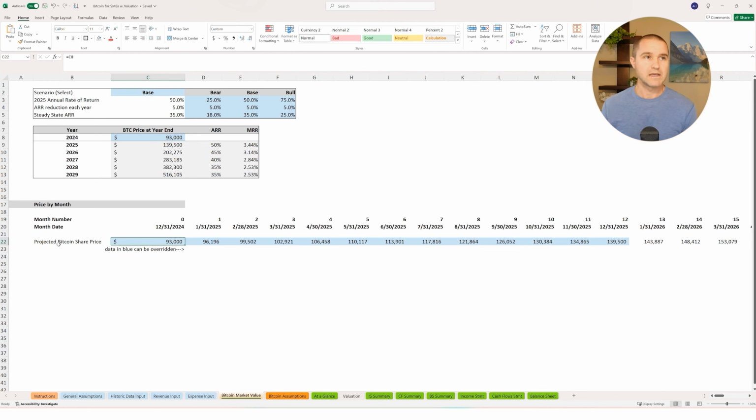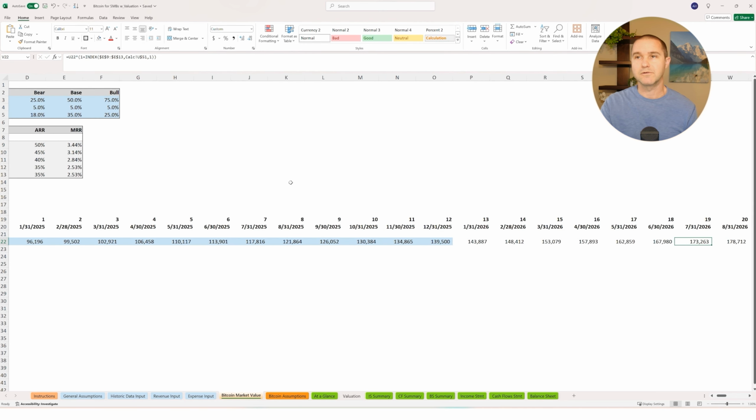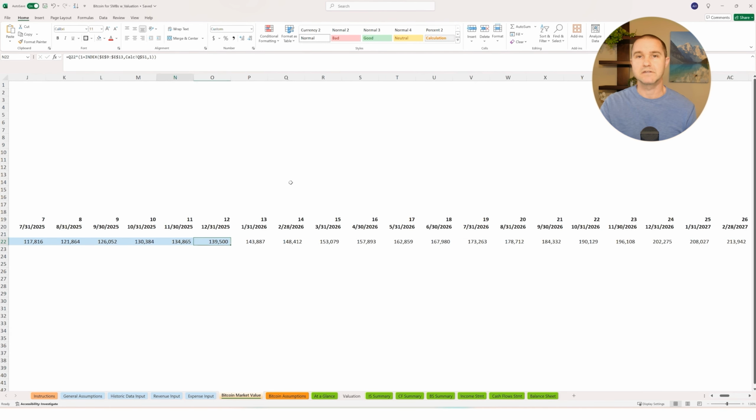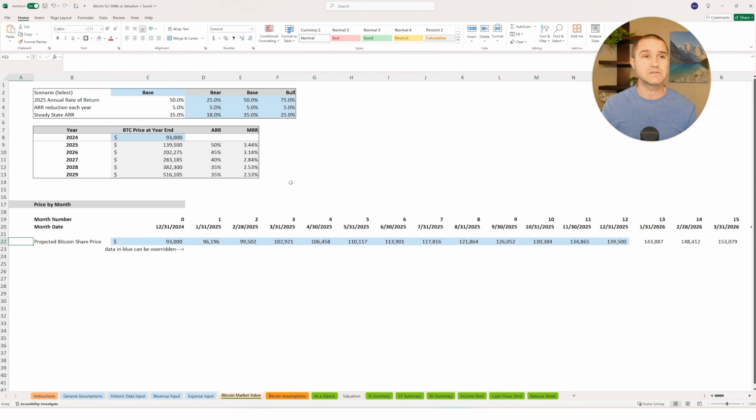You'll also be able to set the projected Bitcoin share price or Bitcoin price manually here. So if you wanted to, for the first year, for example, maybe you just put in a manual number. If you wanted to, you can overwrite the equation here. And then after that, it's going to start applying the assumptions of the case that you use, so the base, bear, or bull case, and it will calculate what the projected Bitcoin price would be based on those assumptions for each month.